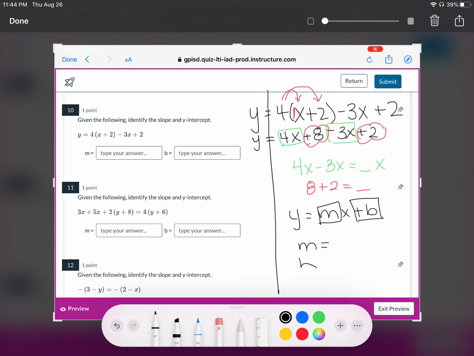I'm going to write down these incorrect answers. 4 minus 3, I'm going to pretend like that's 7. 8 plus 2, I'm going to pretend like that's 6. Make sure you type in the correct answers.